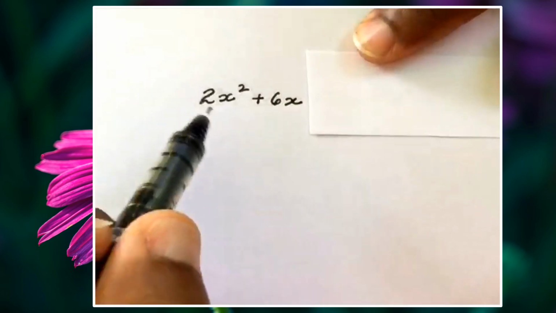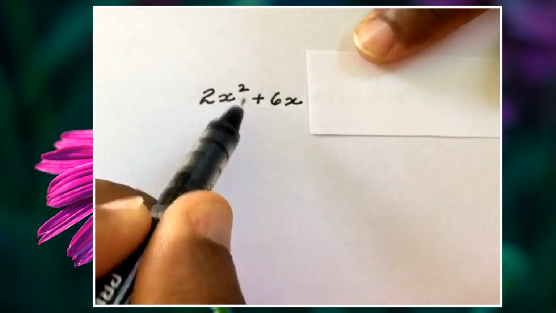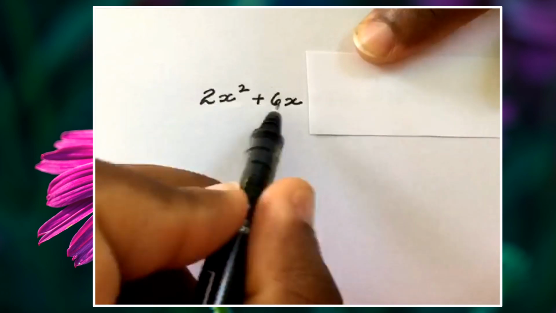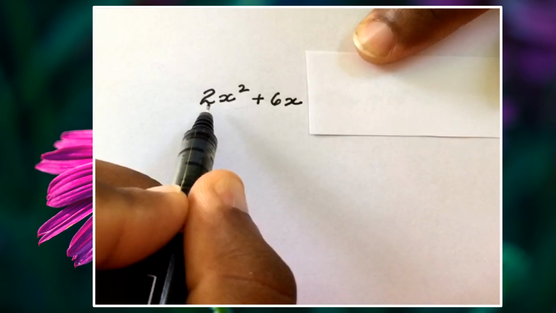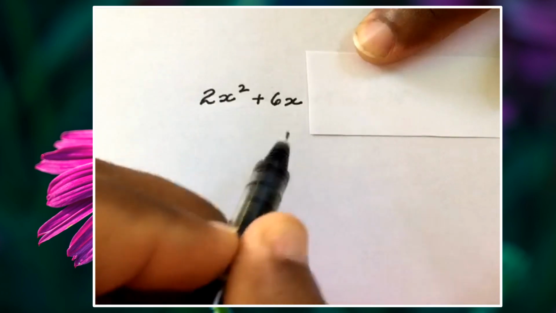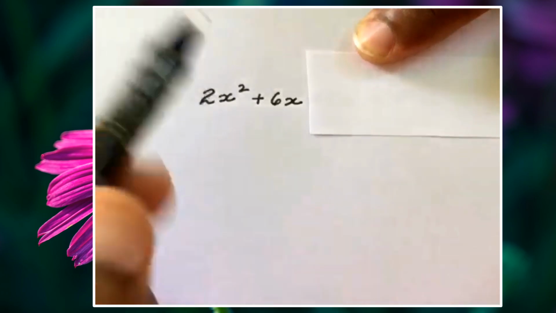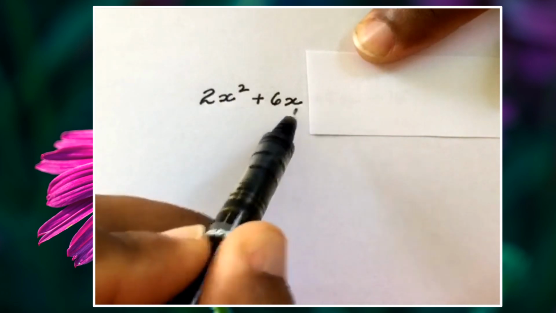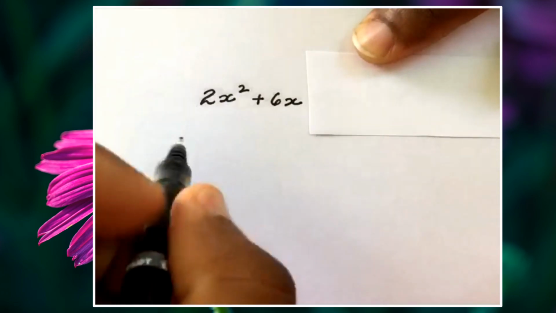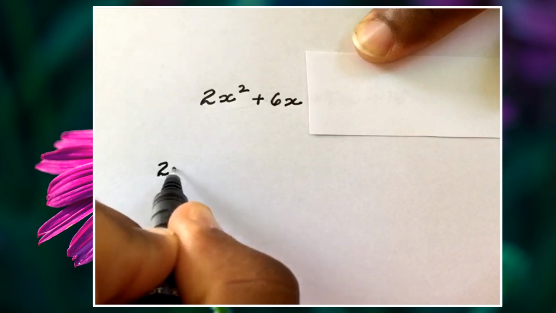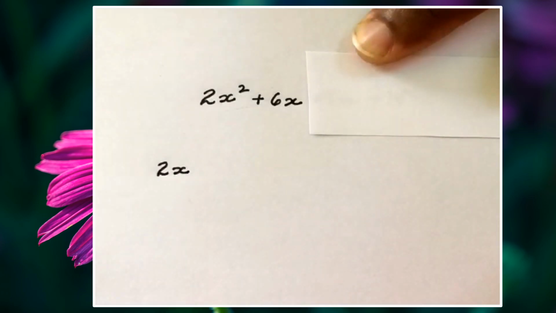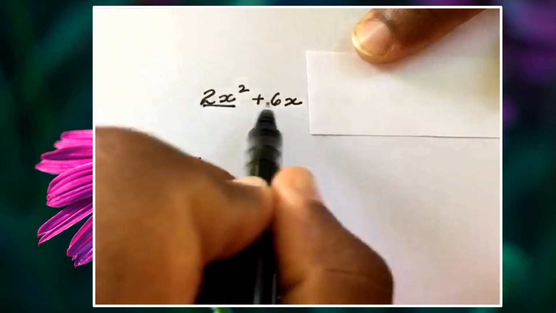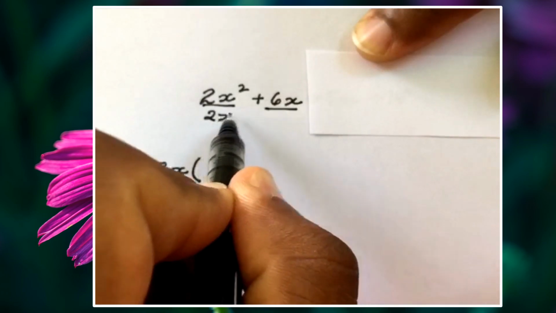We're looking for the highest common factor between 2x squared and 6x. I'm going to start with the numbers. 2 can go into 2x squared and 2 can also go into 6x. When I look at the letters, x can go into x squared and x can also go into x. So the highest common factor would be 2x. Then I'm going to open up my bracket now and divide these two terms by that 2x.